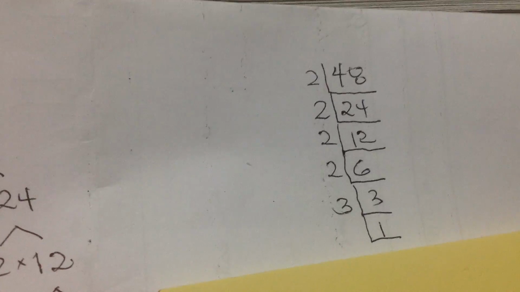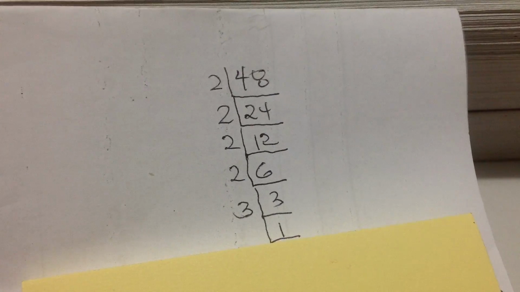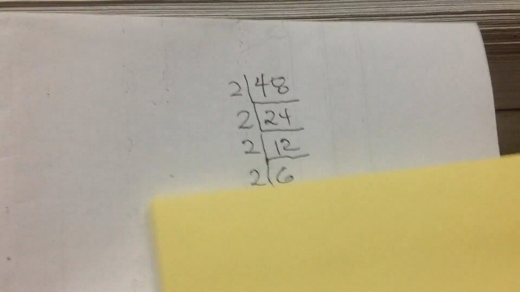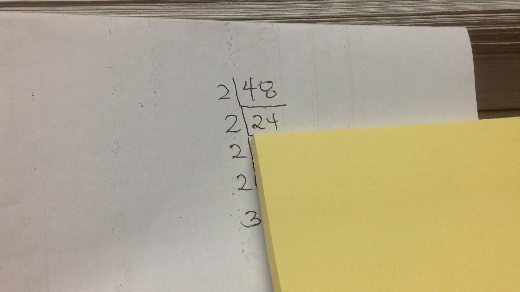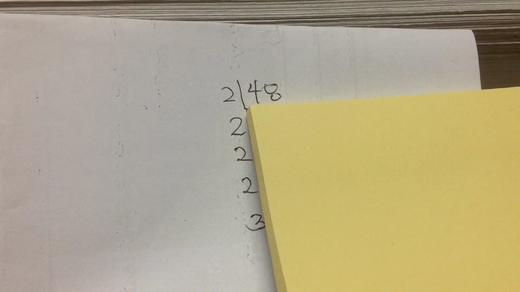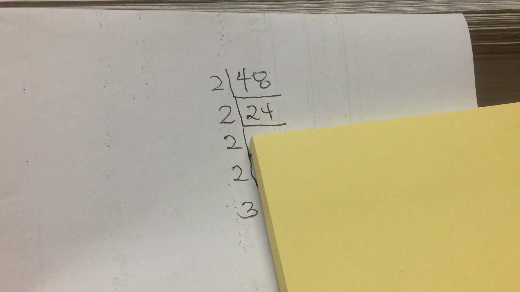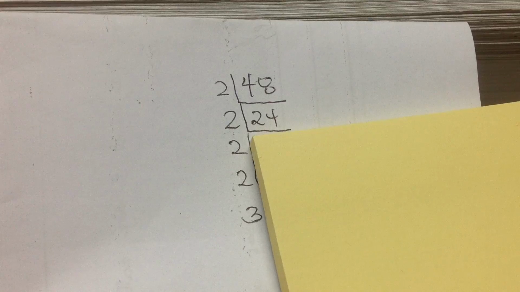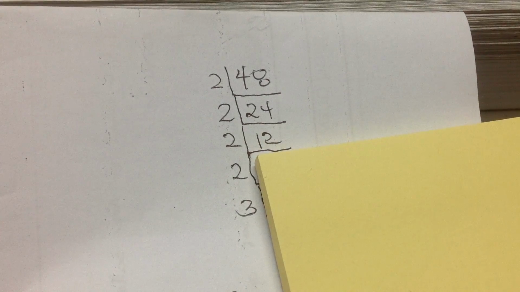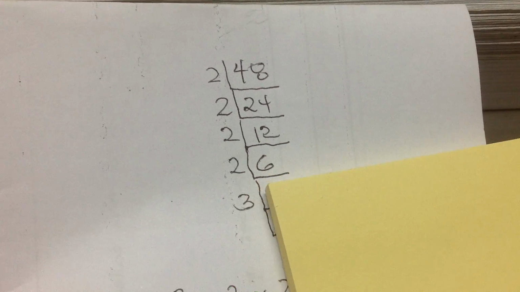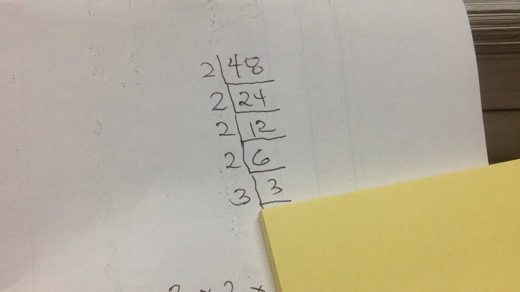Now, another method that we could use is the repeated division, wherein we try to come up with the least prime factor that we could think of to divide our number. So given 48, it could be divided by 2, and that gives us 24, which could still be divided by 2, and that gives us 12, which could still be divided by 2, and that gives us 6, which could still be divided by 2, and we end up with 3.